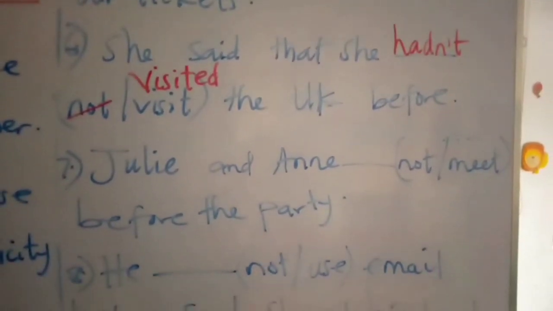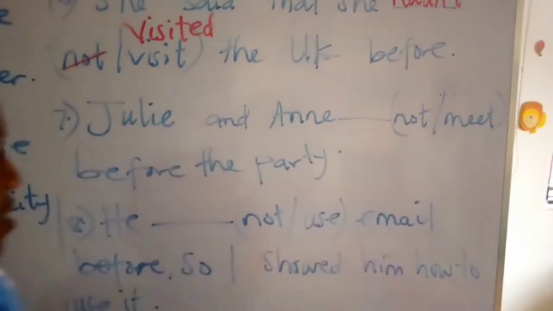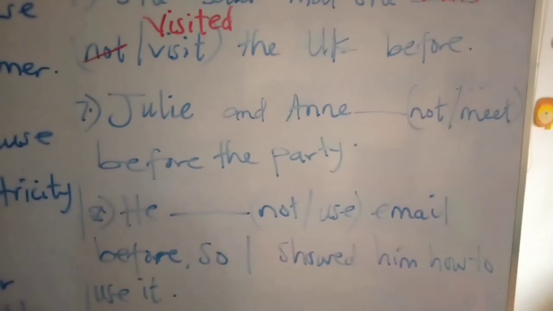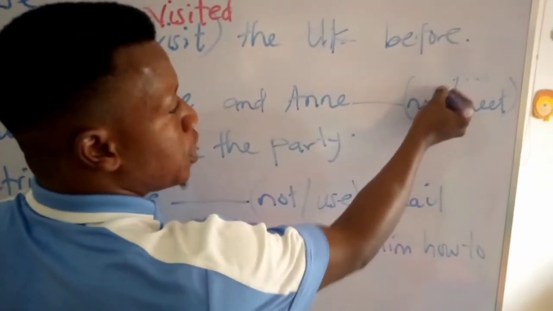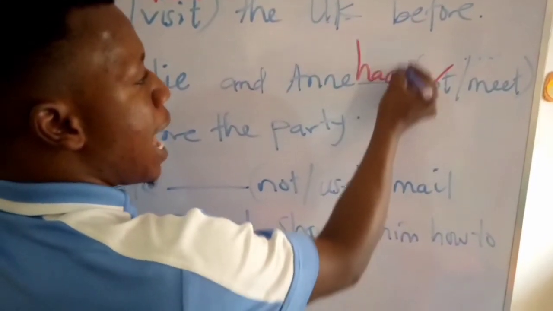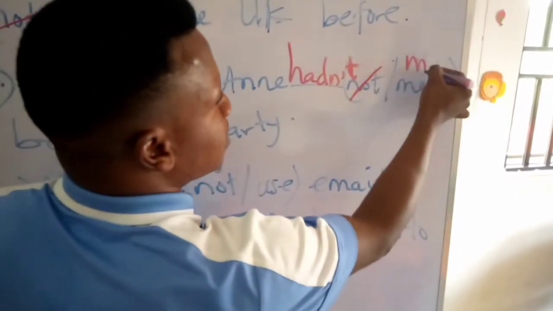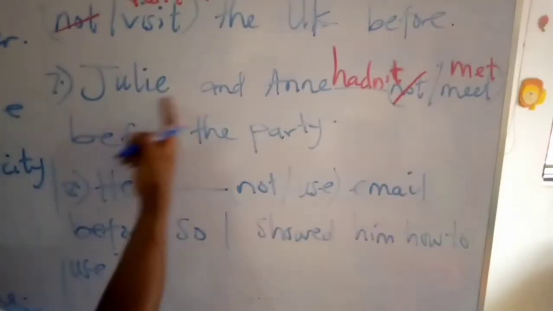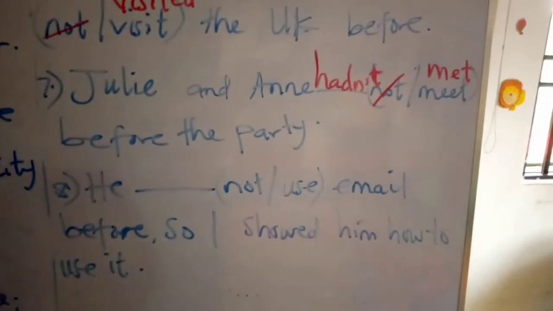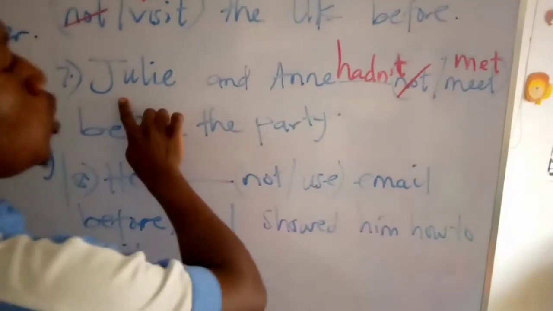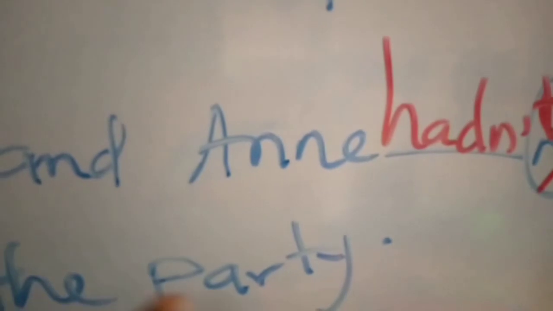Number 7. Julie and Anne dash not meet before the party. What happens here? Strike this out. Hadn't. What is the past tense of meet? Met. Julie and Anne hadn't met before the party.